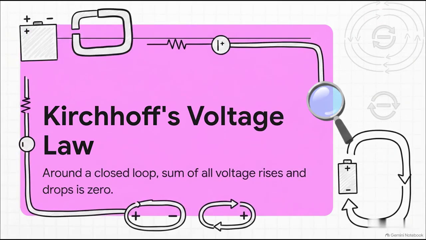And complementing KCL is Kirchhoff's voltage law, or KVL. This one states that around any closed loop, the algebraic sum of all voltage rises and drops is exactly 0. Let's say your source provides a 10-volt rise. As that current travels through the loop and hits a resistor, there's a 10-volt drop. Plus 10 minus 10 equals 0. Energy is perfectly conserved all the way around the loop.